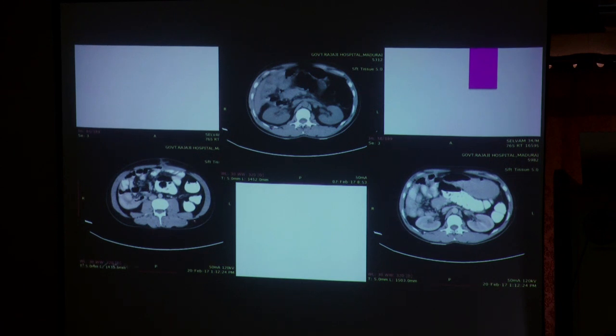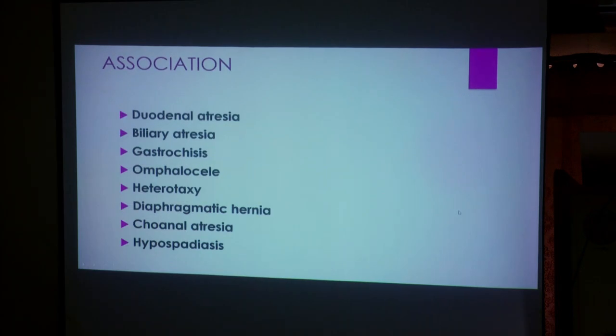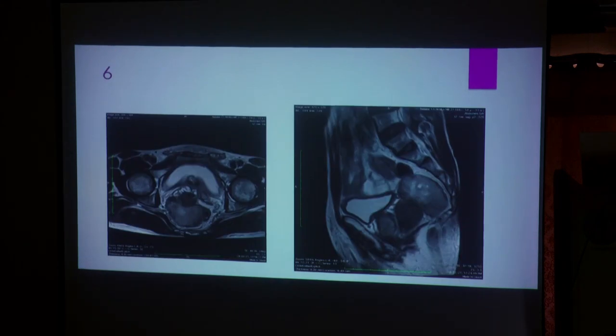So this is what I was telling about. Normally at this level you expect a duodenum, that part of the duodenum. So that's the diagnostic sign of malrotation. These are some of the associated conditions that can be asked as a question in a case of malrotation. So next.